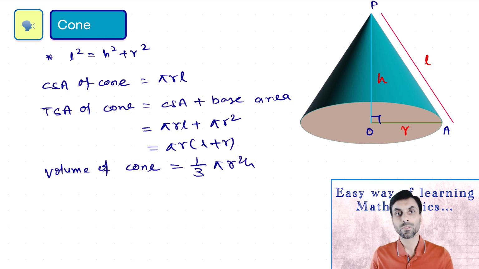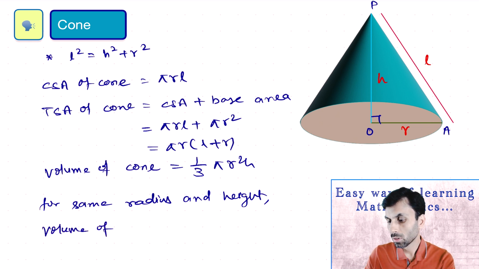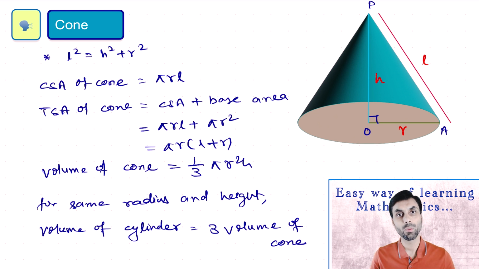Now, when you relate a cone and a cylinder having the same radius and height, what we can write is, for the same radius and height, the volume of cylinder will be equal to 3 times the volume of cone, or we can say the volume of cone will be 1/3 of the volume of cylinder.